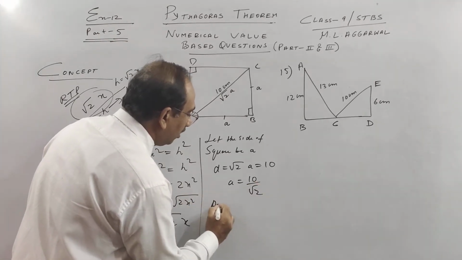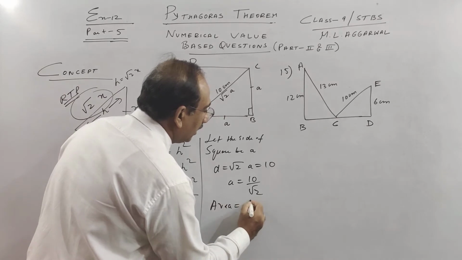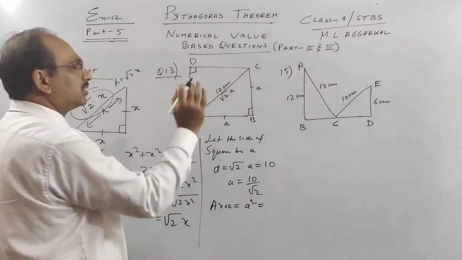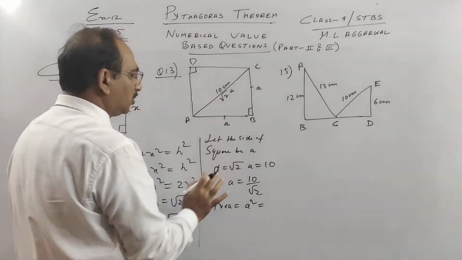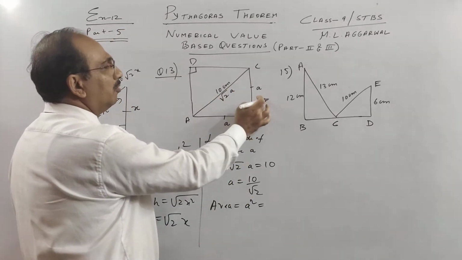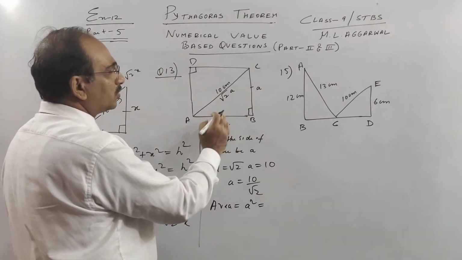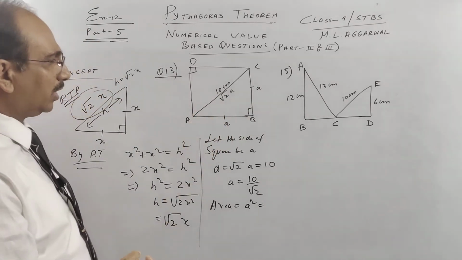So what is the area of a square, children? Area is a square. You can do it by the traditional method also. a square plus a square is 10 square. You can get it like that also. a you will get as 10 by root 2. What you will do? a square plus a square is 10 square. 2a square is 10 square, 100. So like that you will get.